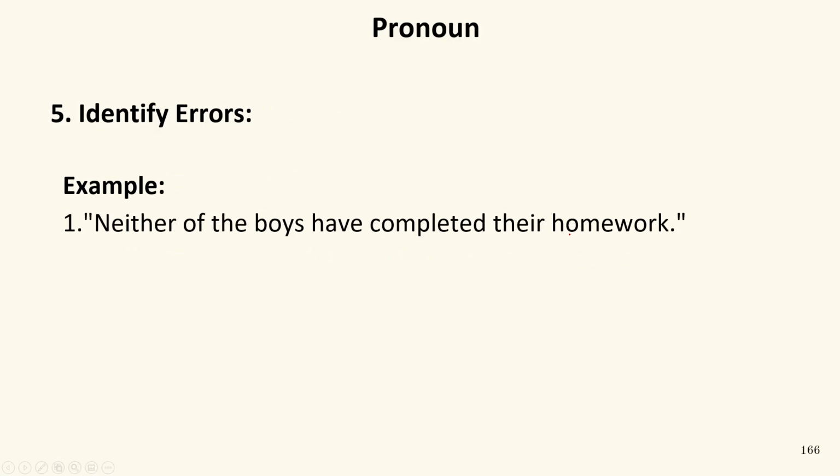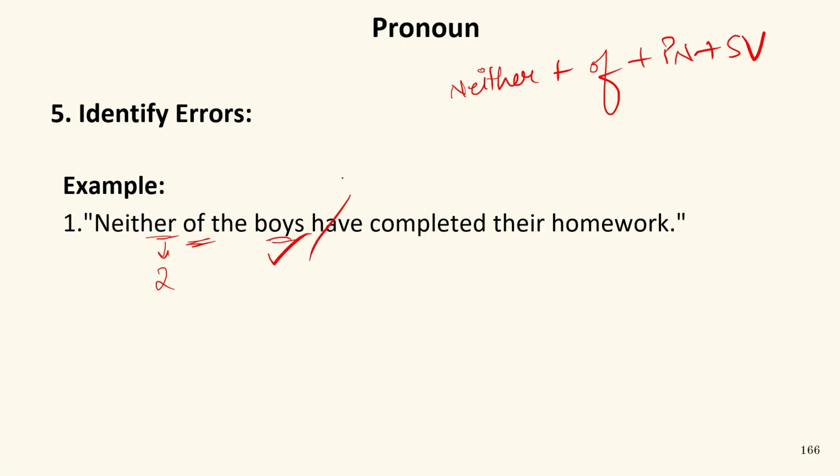Neither of the boys have completed their homework. We have already learned the word neither. Neither is used in case of only two persons. And whenever we use a preposition with it, we know well that neither is followed by of. It should be followed by a plural noun and a singular verb. So we have a plural noun, that's correct, but have should be replaced with has because we need the singular form of the verb.